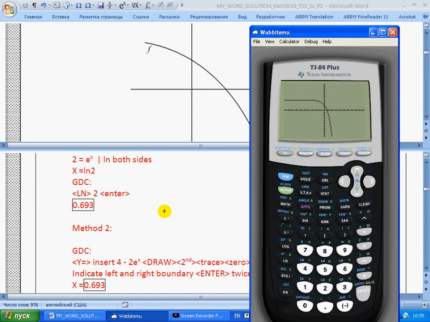To find 0, you press second, trace, choose second, 0, left boundary, OK, press enter. Right boundary, you should move the marker to the right, press enter twice. After some time we're getting the same answer, 0.693. Done.